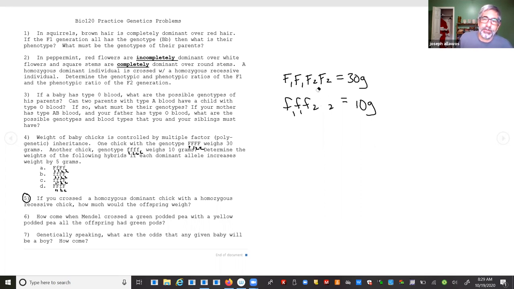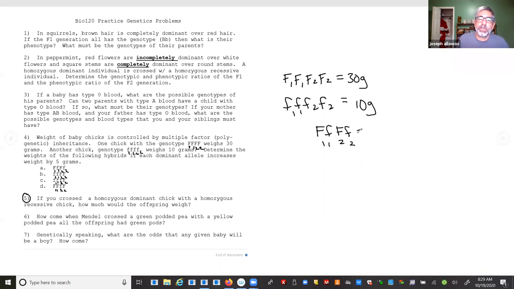Okay. Now it says, determine the weights of the following hybrids if each dominant allele increases weight by 5 grams. Okay, so the first one looks like this: big F, little f, big F, little f, 1, 1, 2, 2.